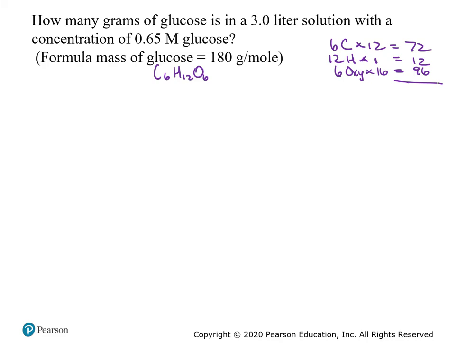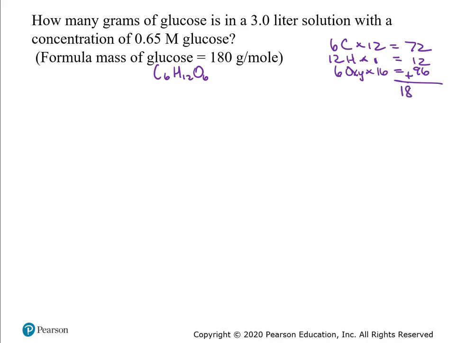So glucose is 6 carbons, 12 hydrogens, 6 oxygens. So I'd have to take 6 carbons times 12, which is the mass of each carbon. So that'd be 72. 12 hydrogens, the mass of each one is 1. So that'd be 12. And then 6 oxygens, and each oxygen weighs 16. So that'd be 96. So if I add all of those up, you should get 180. So that's where that 180 comes from.